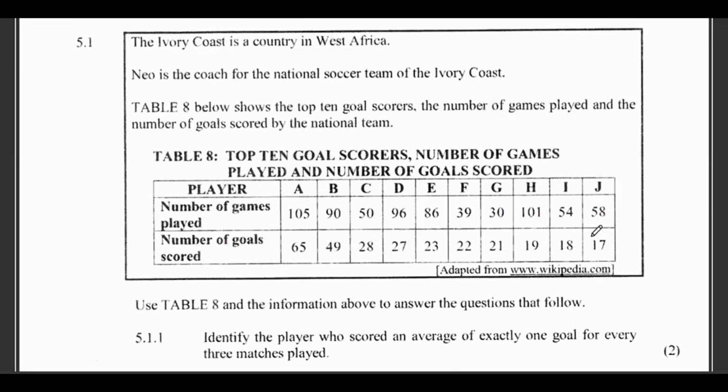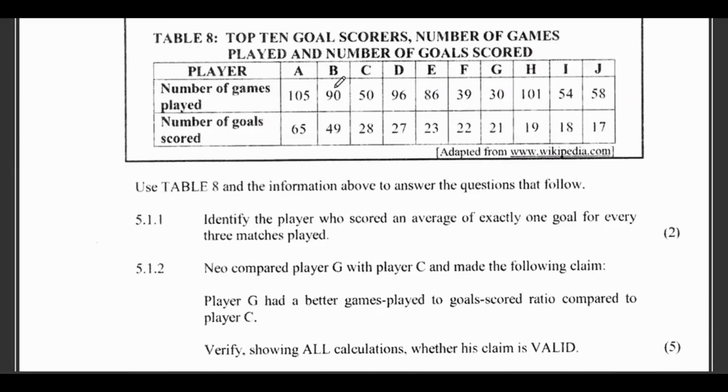Question number 5. Ivory Coast is a country in West Africa. Neo is the coach for the national soccer team of Ivory Coast. Today we have players A up to J, the matches they've played and the number of goals. Identify a player who scored an average of exactly 1 goal for every 3 matches played.